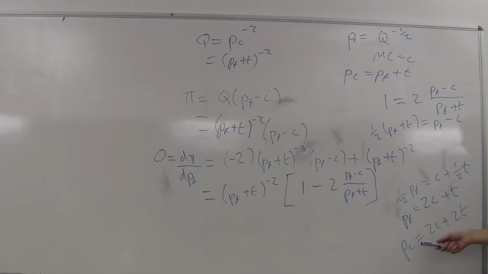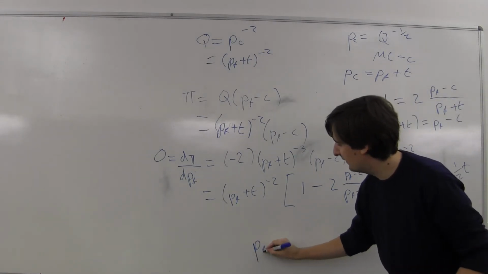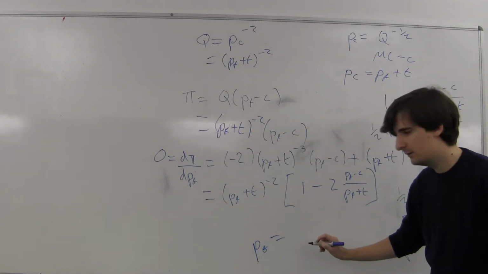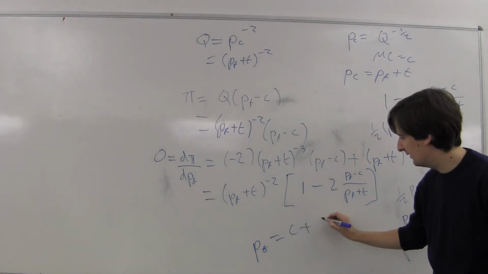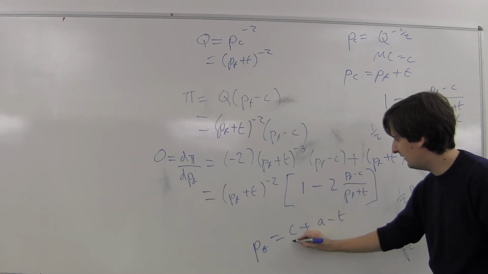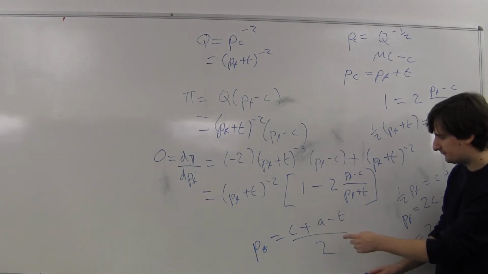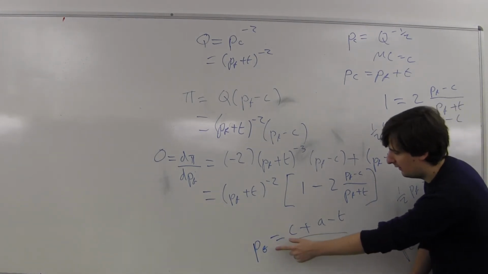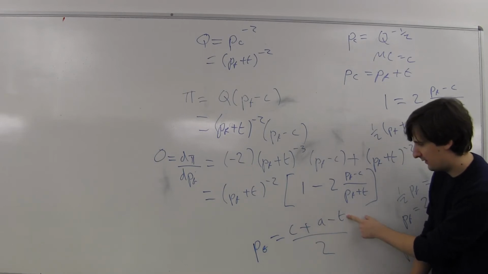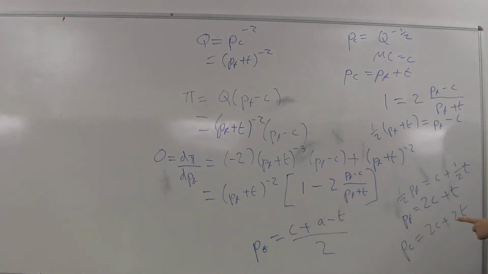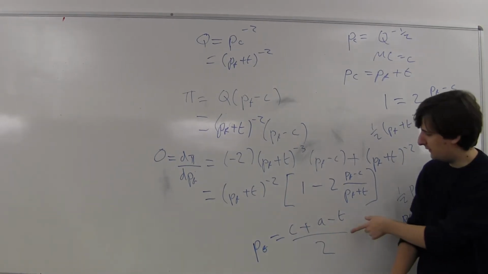Okay, so in the first case, remind me what the answer was. P-star was, what was it, C plus a minus t over 2, is that right? Yeah. So here, tax has the opposite sign even, it's very different.